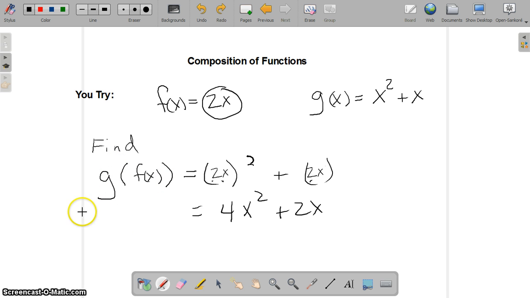One more thing: in your book, sometimes you will see composition that looks like this. It'll be an f and a tiny circle and a g. That does not mean multiplication. That means composition. A dot is multiplication, and this tiny little circle is called composition. So if you see f with this tiny circle and g, it does not mean multiply the functions. It means you are doing a composite. It means f of g of x. That's what that means. This does not mean multiplication. All done.